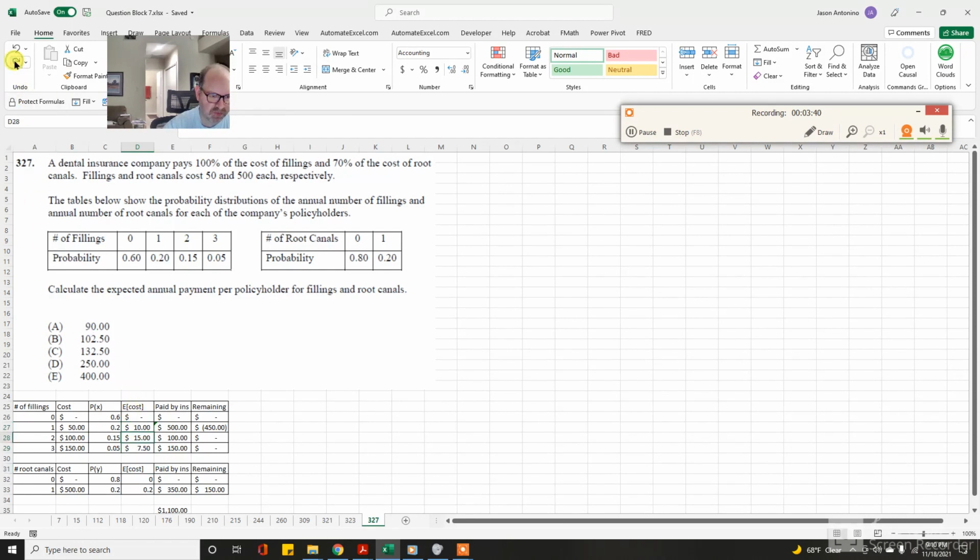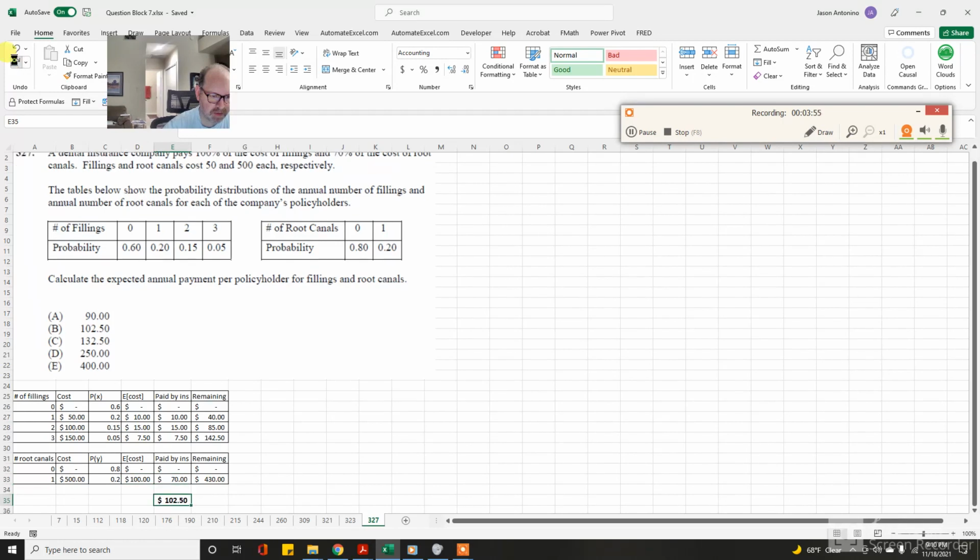Now the second table, we've got to do the same thing here. So one root canal has an expected cost of $100. So now we recalculate everything here. And there is your answer. $102.50 per policyholder per year is the expected cost of fillings and/or root canals.